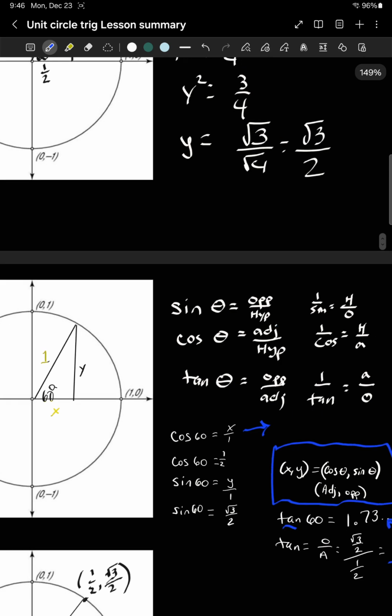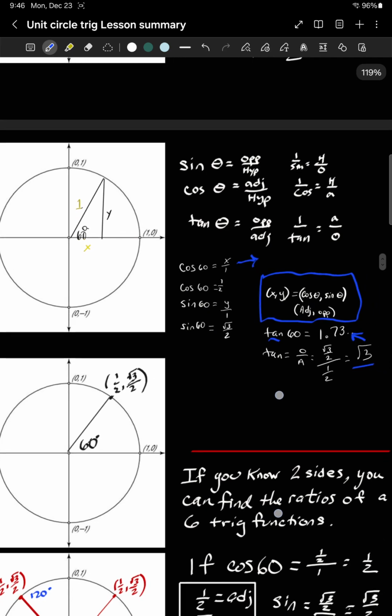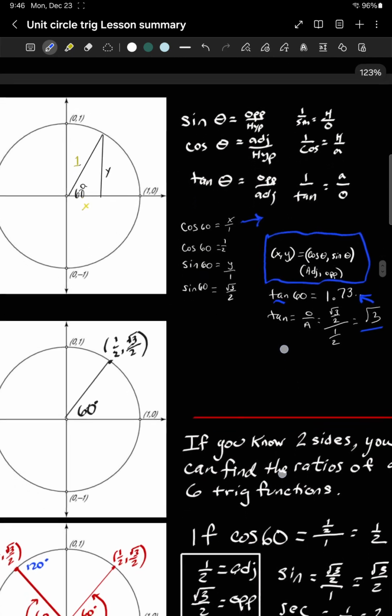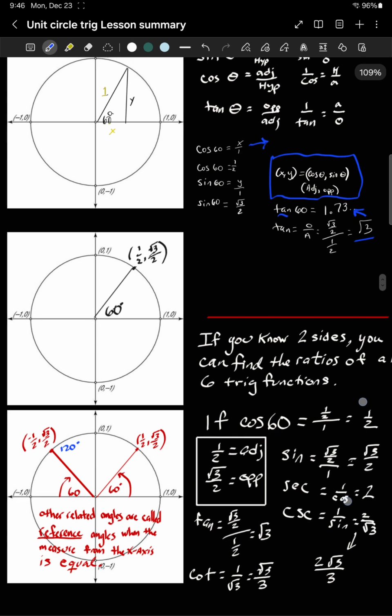Now, if you wanted to look at the cosecant, secant, and the cotangent, you would find that these ratios are related in a very similar way. So now, the next thing we want to talk about is if you know two sides of a unit circle triangle, then you should be able to find the ratios of the other trig functions of all 6.